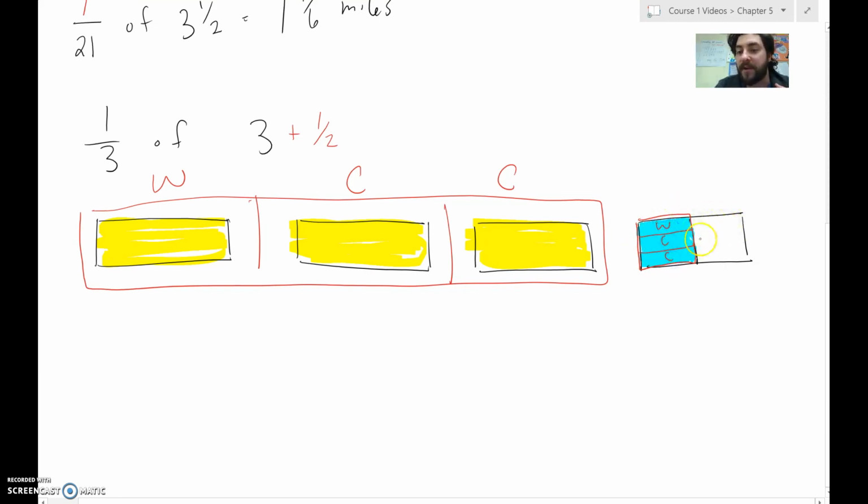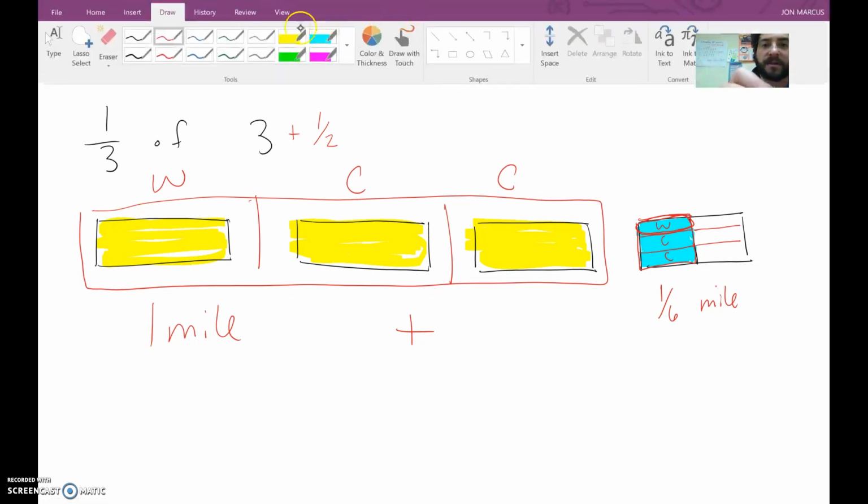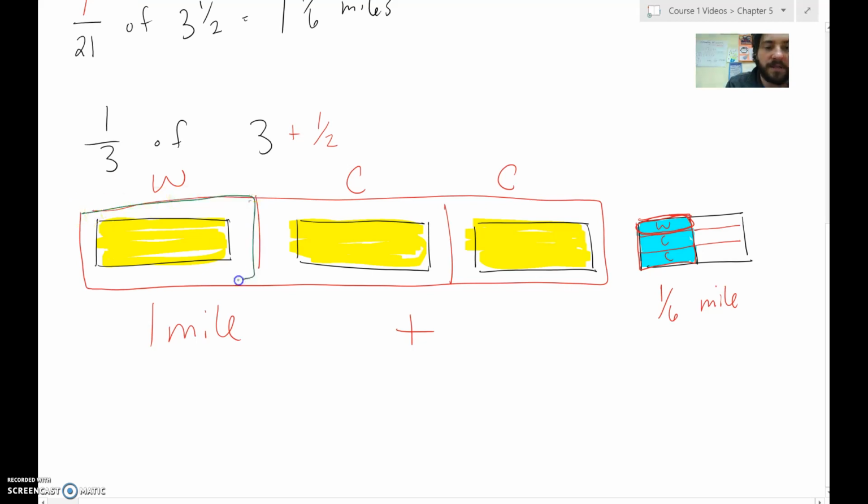And they don't need to go this far because this is just 3.5 miles. So the question is, what part of a mile is this? What part of a mile is this? And this is 1/6 of a mile. So they walked 1 mile and 1/6 of a mile. So this part they walked, let's do it in green. They walked 1/3 of the miles, and they walked 1/3 of the half mile. All right, so 1 mile and 1/6.